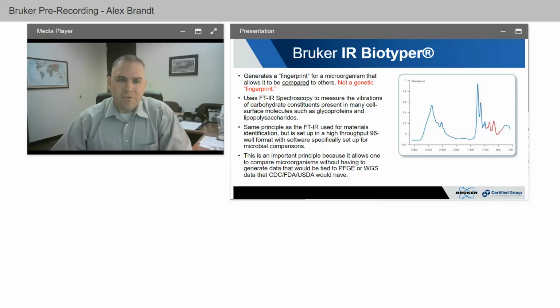Many people may actually be familiar with FT-IR and the principle of using it for material identification, such as foreign materials. We actually use infrared spectroscopy quite a bit for foreign material identification. But this particular application is set up in a high throughput 96-well format with software that's specifically set up to do microbial comparisons. This is a very important principle because it allows people to compare organisms without having to generate data that would be tied to PFGE or whole genome sequencing data that the CDC or FDA or USDA would have. They don't use this technology for any of their source tracking and microbial subtyping that they do, which was a very ideal thing for us when we looked at this technology.